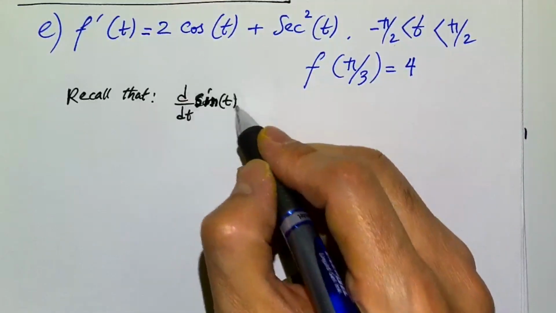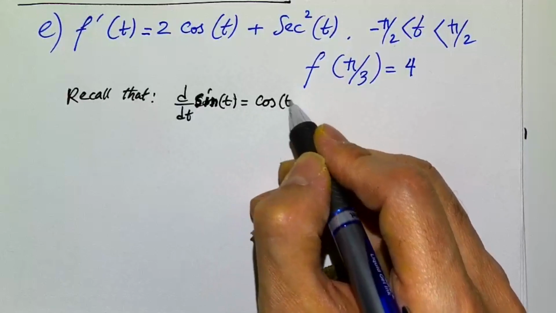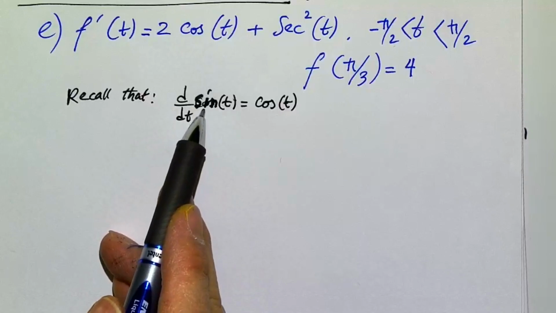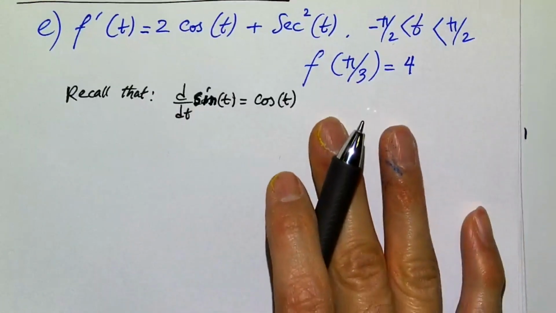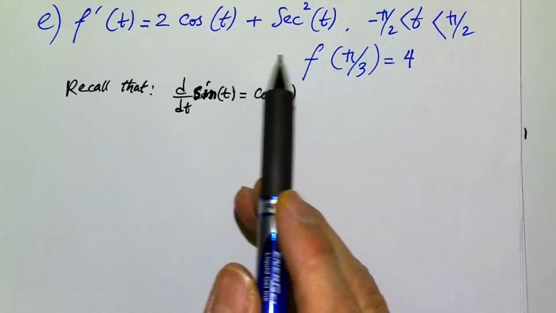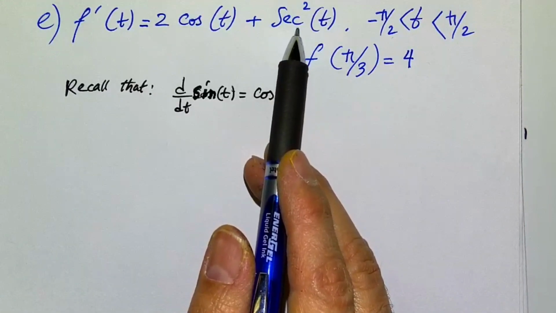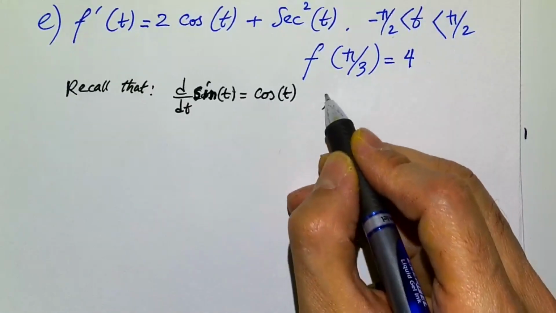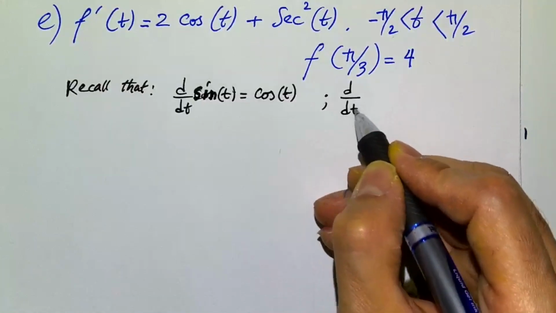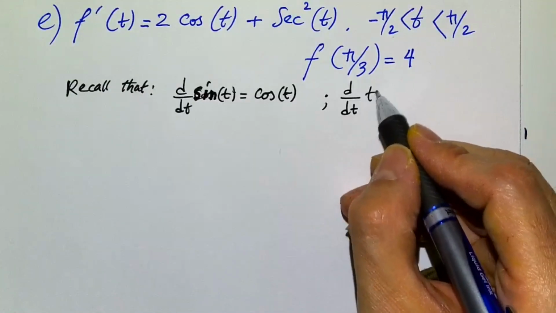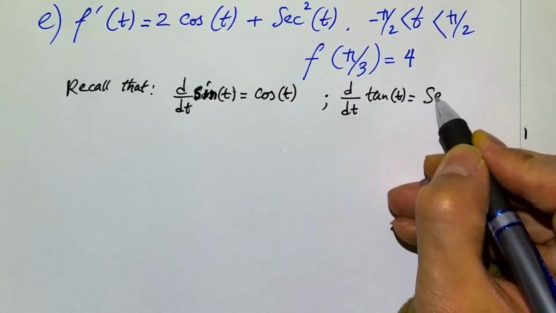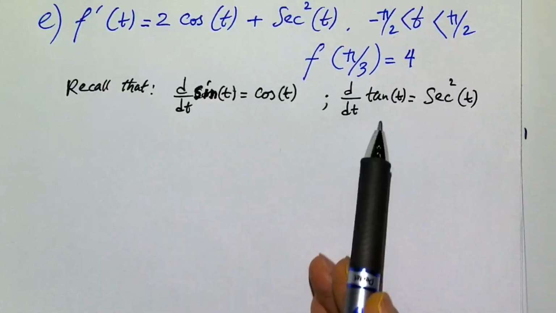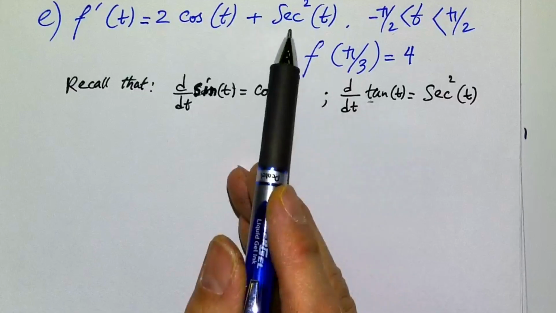But the derivative of the sine of t is equal to the cosine of t. That's important. Why? Because of the first term. We want to find the antiderivative of this. It'll be sine of t. And also, the antiderivative of secant squared t will be tangent, right? So d/dt of tangent of t is equal to secant squared of t. And that's, of course, useful here, where we will find the antiderivative tangent t for that term.